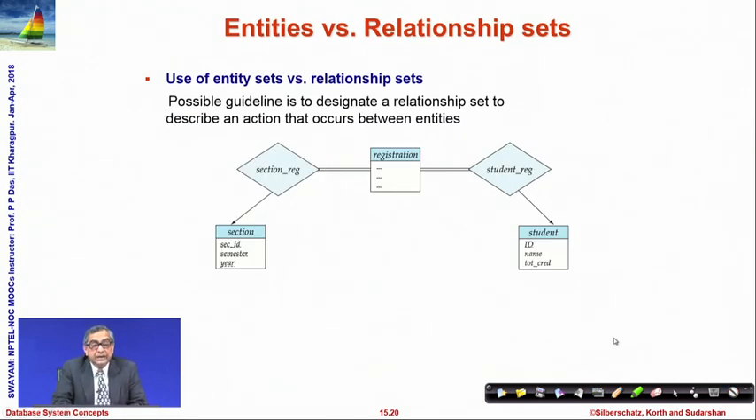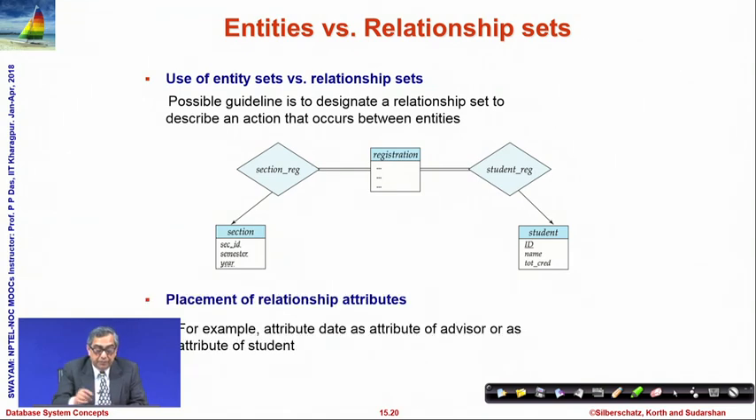You can have entities versus relationships. For example, if we need to keep information about registration, how students register to different sections, then we could represent registration as an entity set and have different relationships: section_reg, which specifies how registration is related to section, and student_reg, which specifies how registration is related to student, to represent that kind of information.